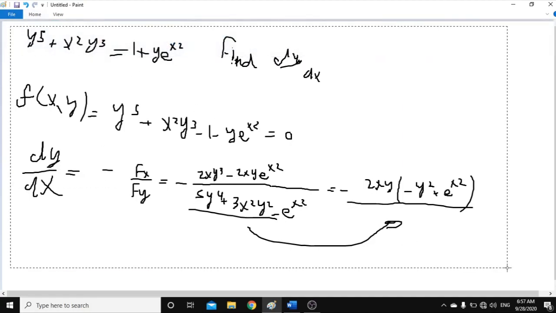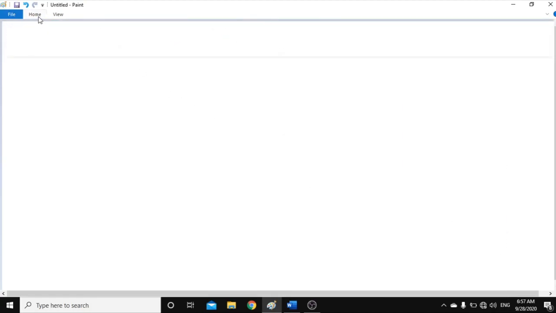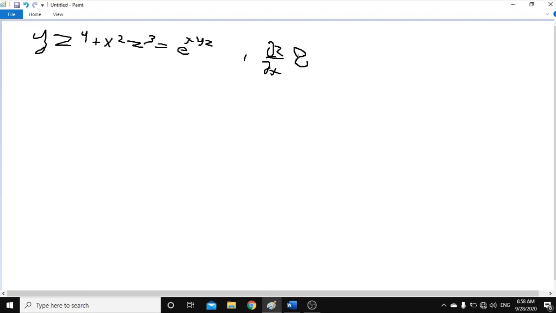Let's take the last example that contains three variables. It says that if y times z to the fourth plus x squared times z cubed is equal to e to the x times y times z. Okay, and it tells you to find dz over dx and dz over dy. So let's start.